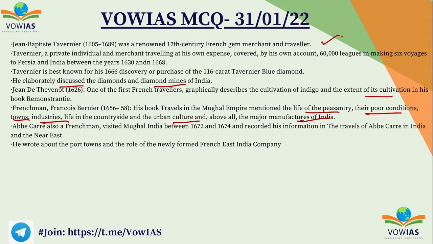Abbe Carre, also a Frenchman, visited Mughal India between 1672 and 1674 and recorded his information in the Travels of Abbe Carre in India and the Near East. He wrote about the port towns and the role of the newly formed French East India Company. This is all the information that we need to know.